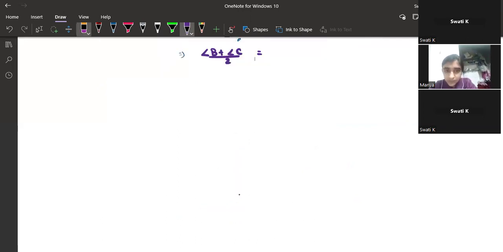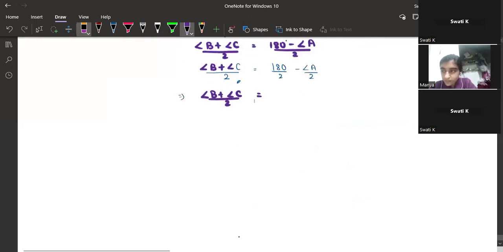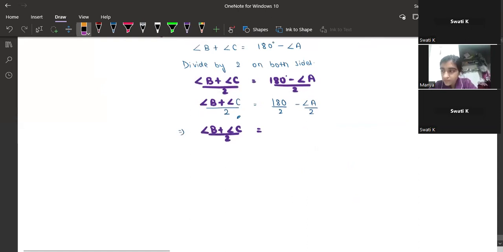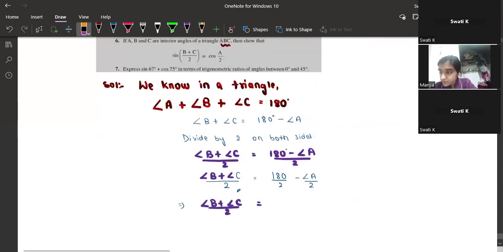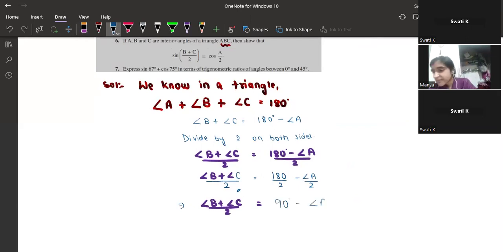90. 90, that's correct. Will become 90. So this will become 90 minus, of course, 180 divided by 2 will become 90. So this is 90 now. 90 degree minus angle A by 2 as it is. Abhi, let's look at the proof again.